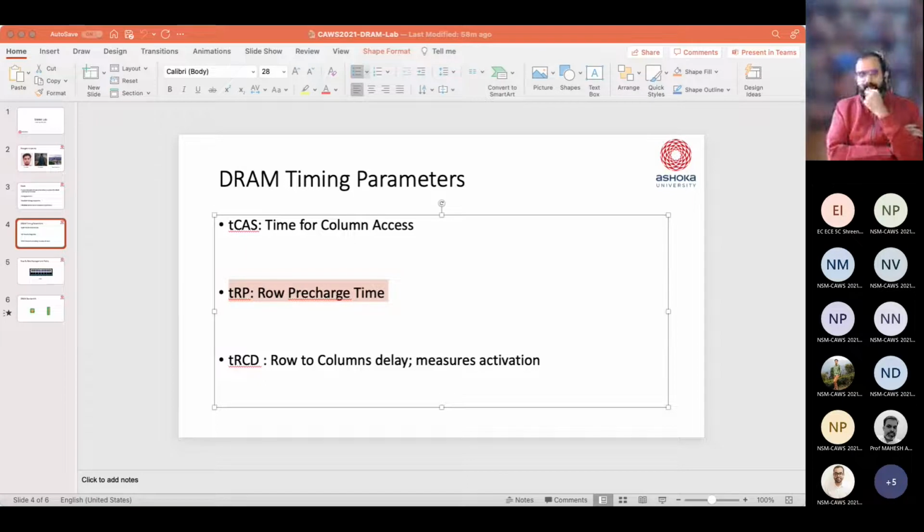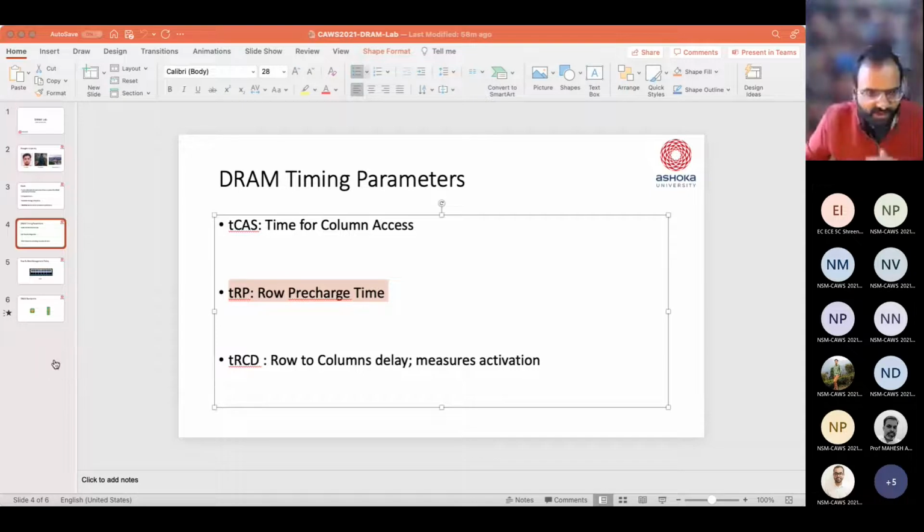Okay. Sorry, go ahead. Isn't it to make... Yeah, you can continue. Sorry. No, go on. Yeah, so mainly to ensure that the charge on the capacitor is not lost, so that we don't read the wrong data or something. Okay.